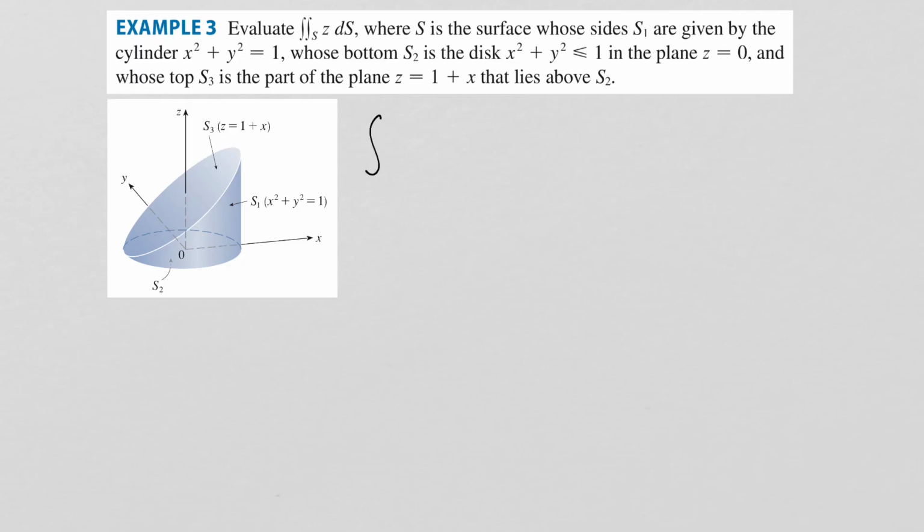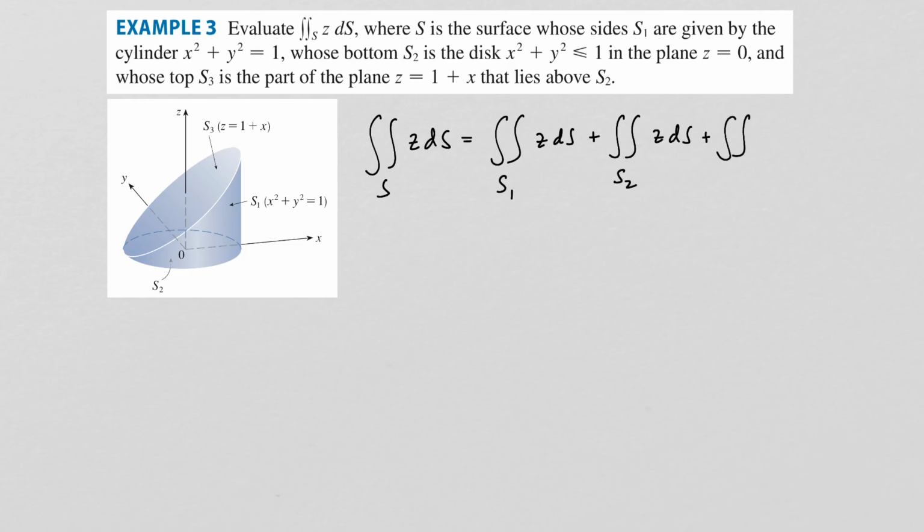So we have the integral over the surface S of z dS is going to be the integral, I should be saying double integral, but I think you know what I mean. We're going to have the double integral over the first surface of z dS plus the double integral over the second surface of z dS plus the double integral over the third surface of z dS. So now the question is, do we simply want to integrate using x's, y's, and z's, or do we want to find some kind of a parameterization?